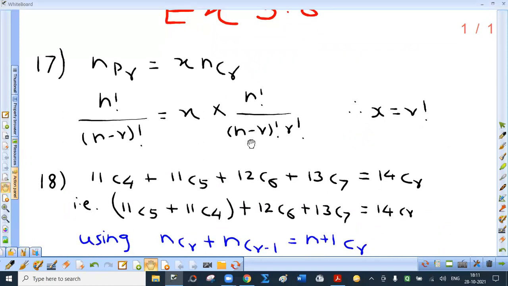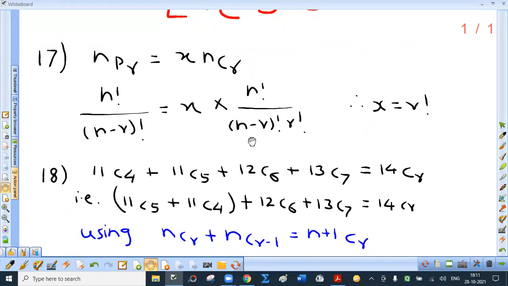Just a minute. Sum number 18. Find r if 11C4 plus 11C5 plus 12C6 plus 13C7 is 14Cr. We are making use of this result: nCr plus nCr minus 1 is n plus 1 Cr. That is why I have rearranged the terms. I have written 11C5 first plus 11C4. So I can compare this with nCr plus nCr minus 1. This will be what? n plus 1 Cr, that is 12C5 and so on.